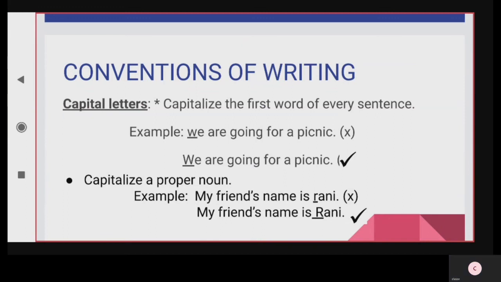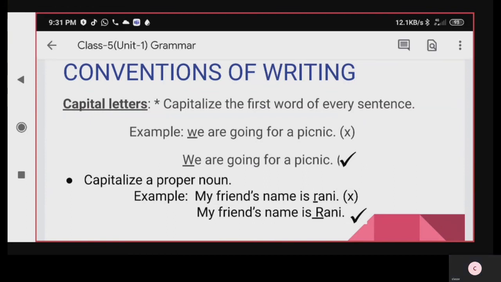Example: we are going for a picnic. Children, look at the first example. The first letter of the first word, W, is not capital. That is the reason the sentence is incorrect. In the second sentence, W is capital. So it is correct.